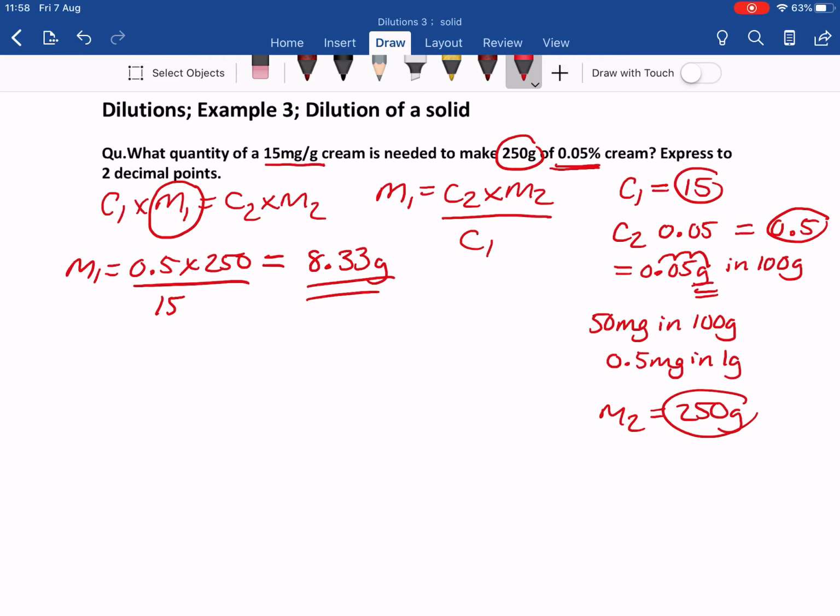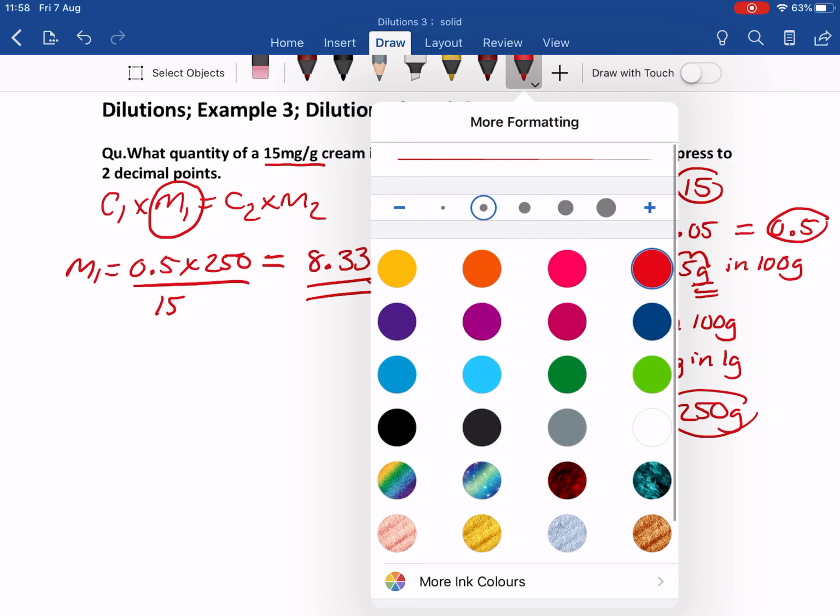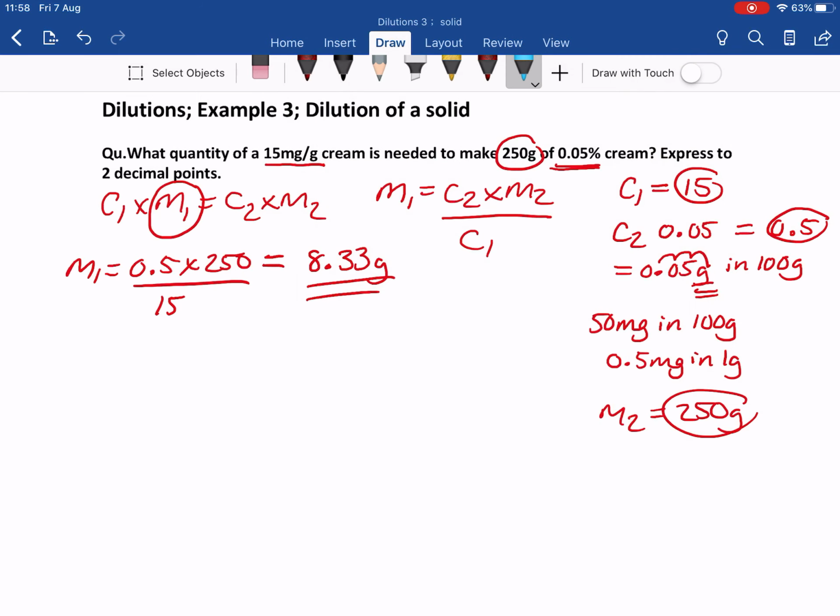that final product. The second method is using dilution factors again. So to remind you, the dilution factor is the initial strength divided by the final strength, which in this case is 15 divided by 0.5, means that our dilution factor is 30. So i.e. our final product is 1/30 of the concentration of our starting product.